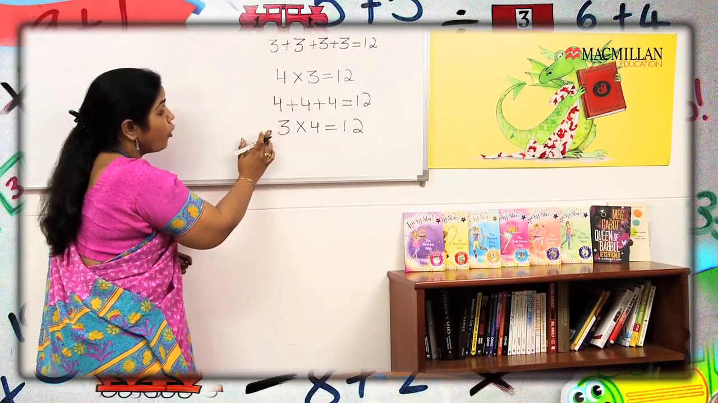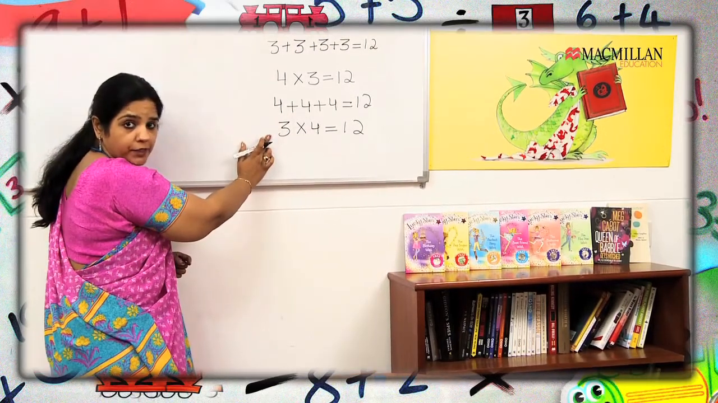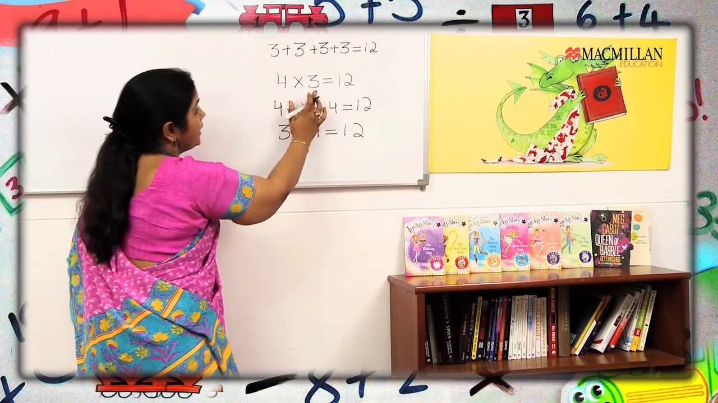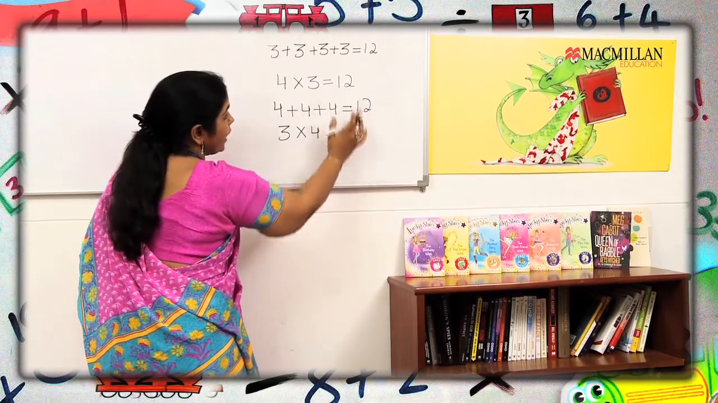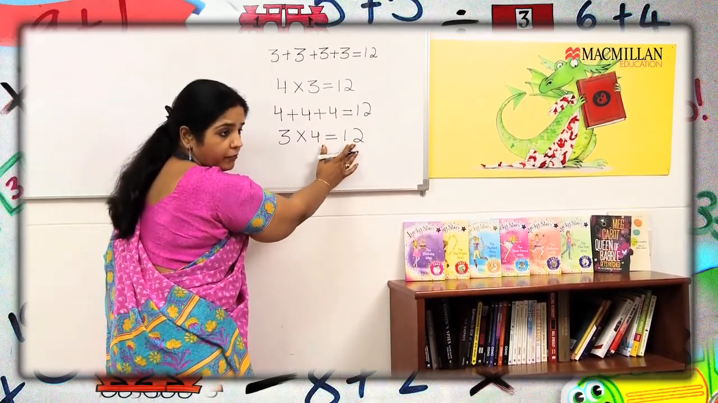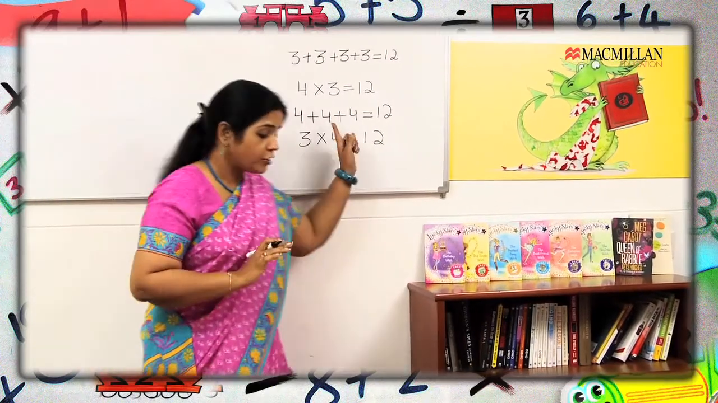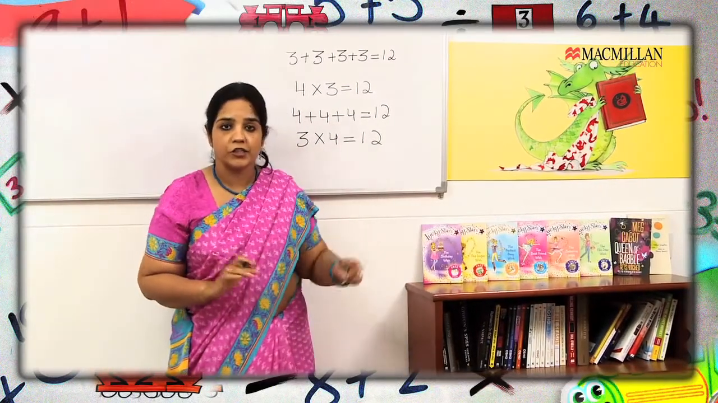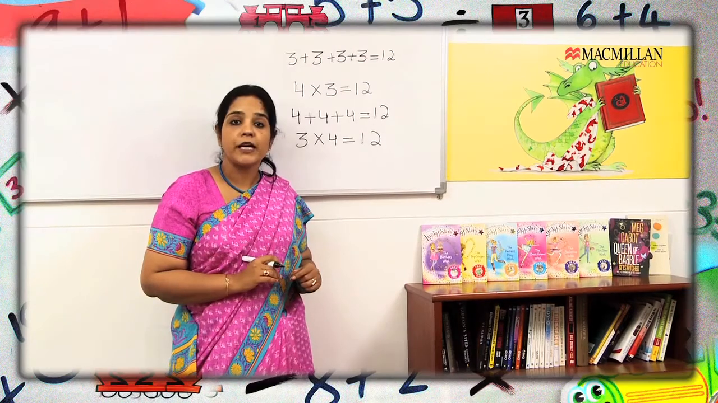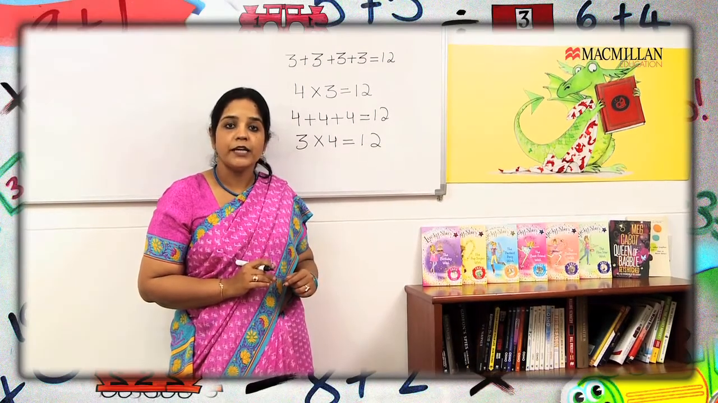So this is commutative law of multiplication. That is, if we multiply in any order, the product remains the same. We have done this multiplication using repeated addition. I can also multiply using skip counting. Let me show you how.